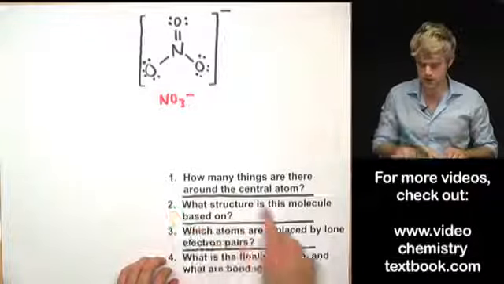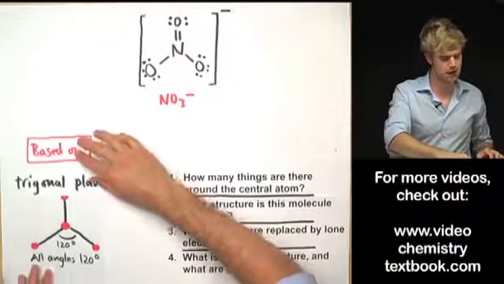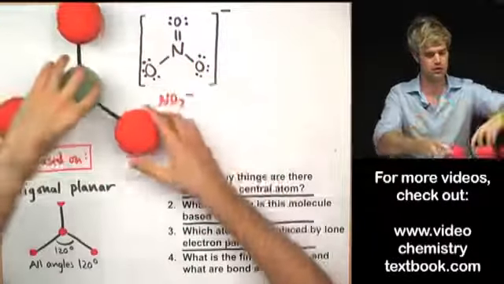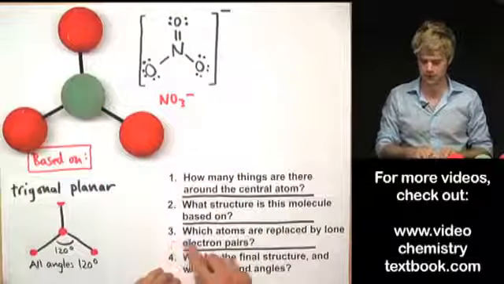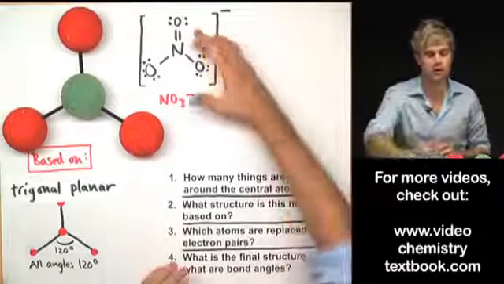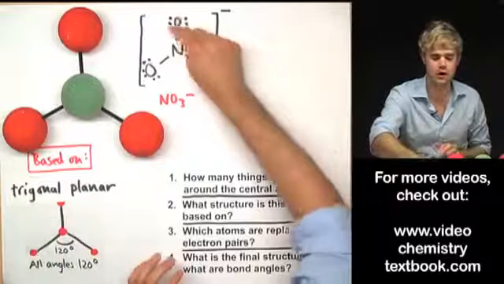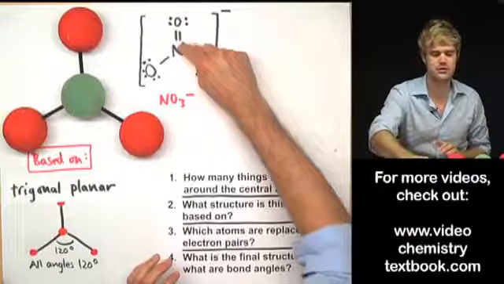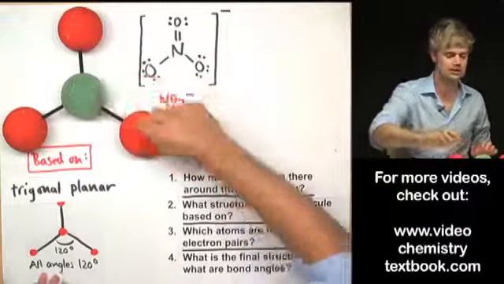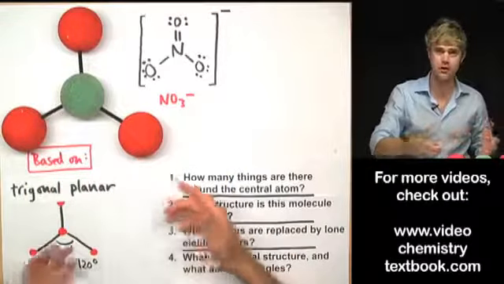So that means that for number 2, what structure is this molecule based on? It's going to be based on the trigonal planar shape, which looks like this. Now, for number 3, which atoms are replaced by lone electron pairs? For NO3 1-, none of them are replaced by unshared electron pairs. 3 atoms surround the central atom. So that means that this molecule has this shape. It is trigonal planar with 120 degrees between each of the atoms.